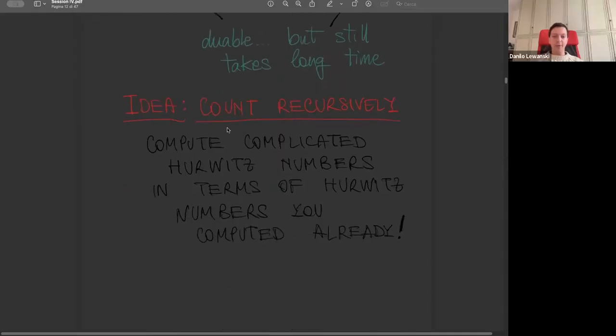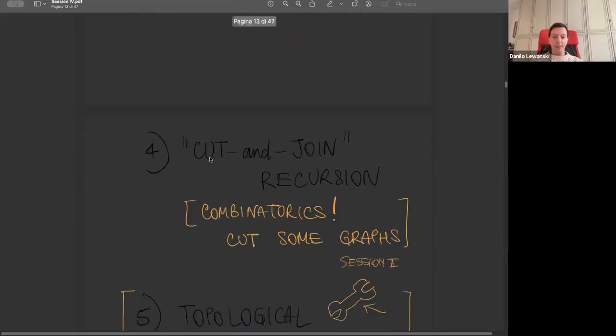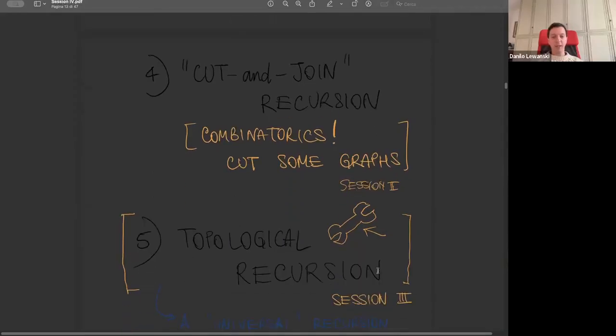And then, of course, counting Hurwitz numbers is complicated, but people came up with all sorts of recursions. And one of these recursions is the famous cut and join recursion. And then you can use topological recursion.